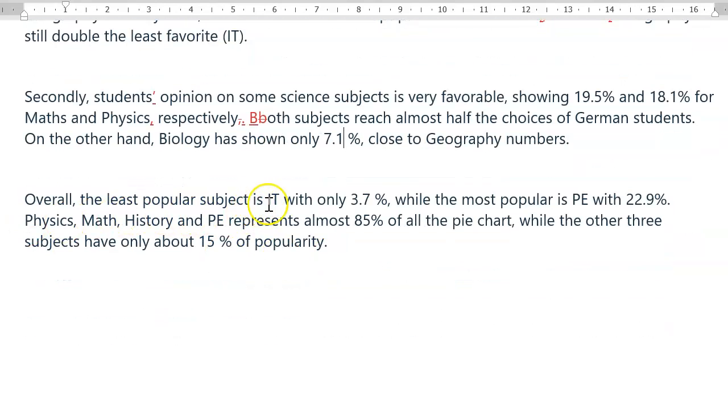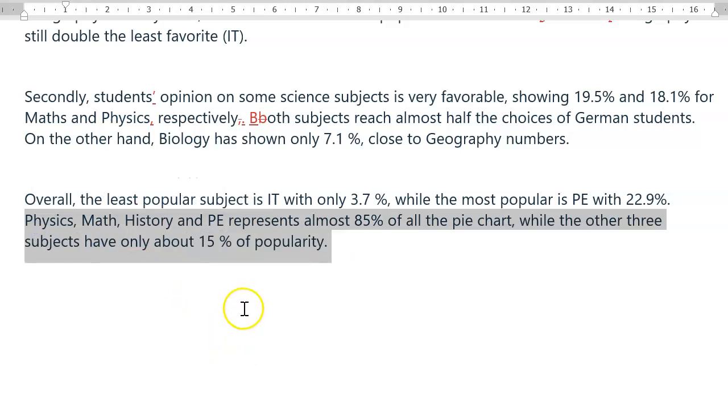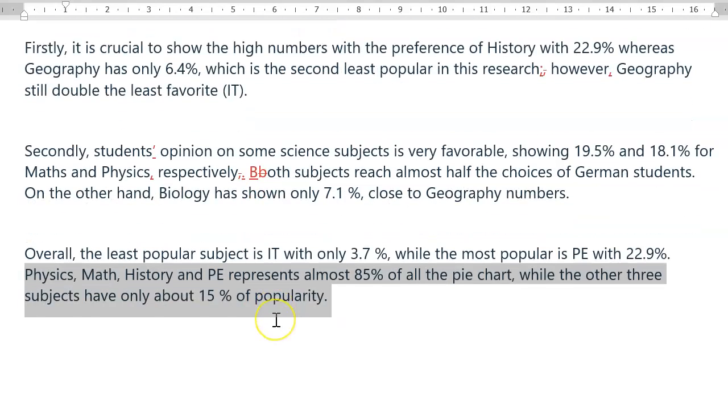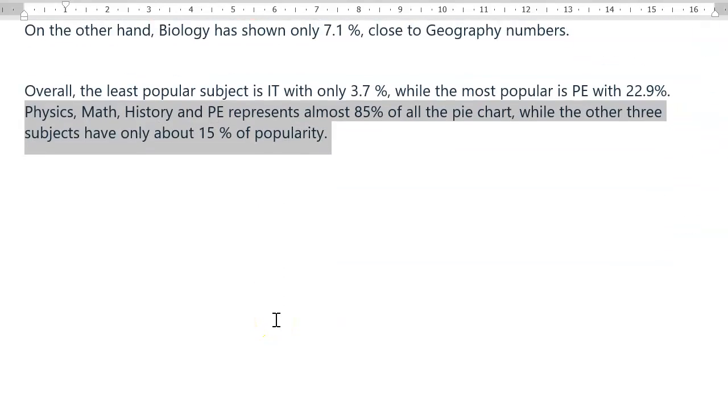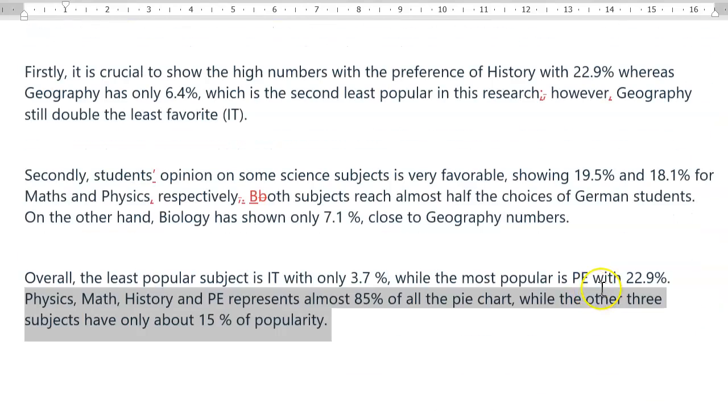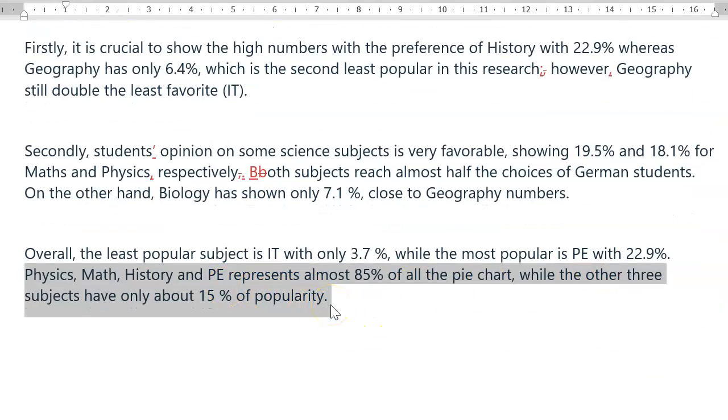Overall, the least popular subject is IT with only this much, while the most popular is PE with only at that. Physics, mathematics, history, and PE represent almost 85% of all the pie chart, while the other three subjects have only about this popularity. I wonder why this is necessary, because it goes without saying that altogether they will represent 100%. This is the logic of data presentation in a pie chart. I would think this is excessive. It is really important to say this, but this is not quite necessary.